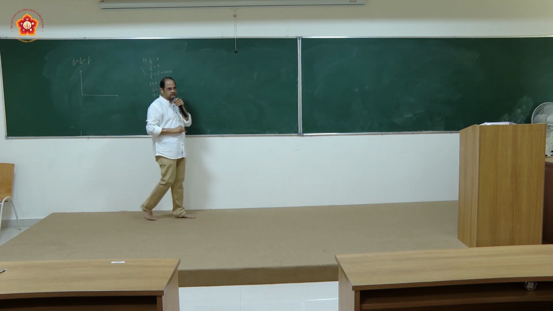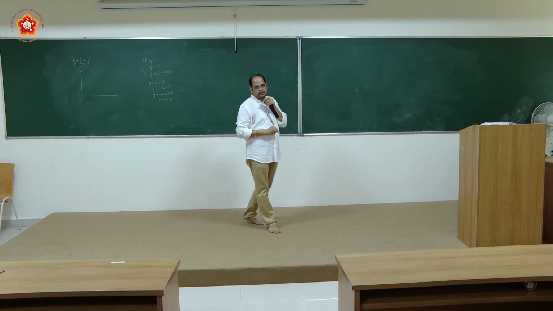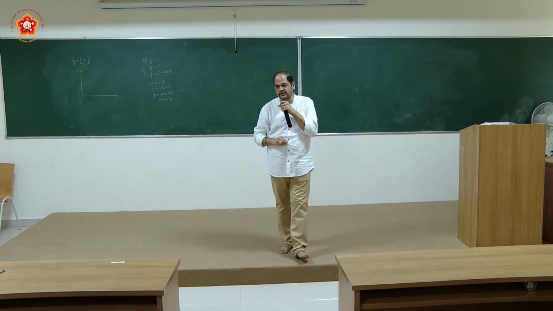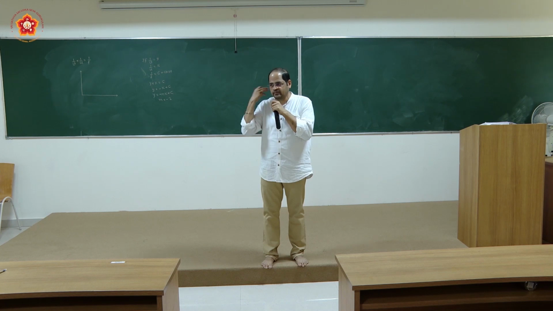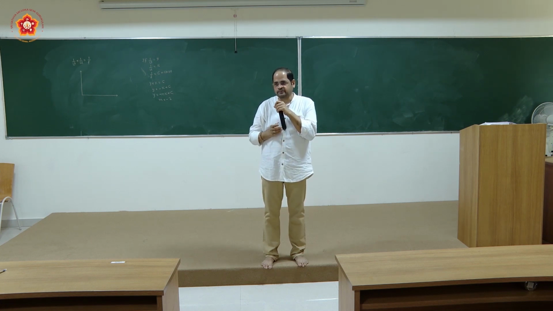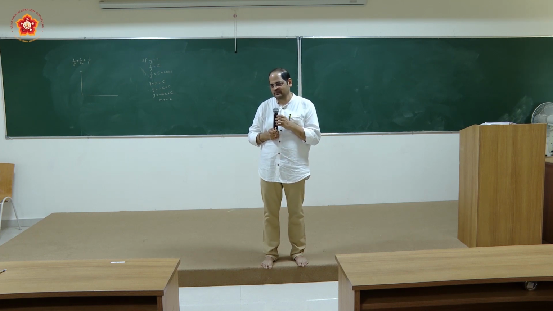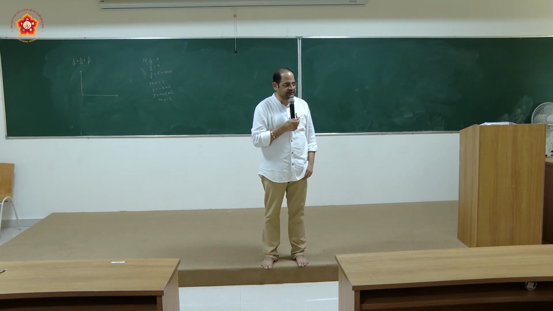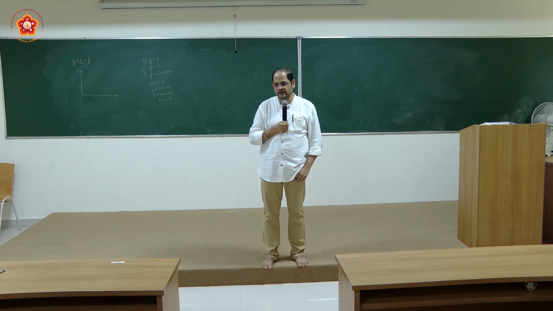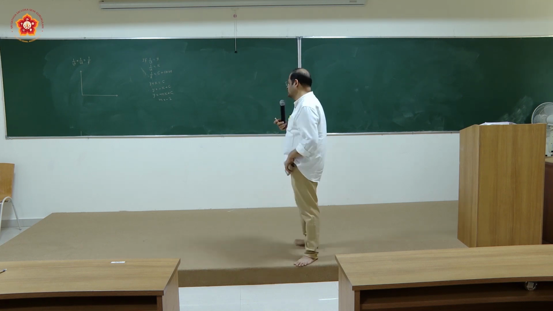So what will be the nature of the graph here? With a negative slope. So how should I draw that graph? Do you know what is the nature of a straight line graph? I'll show you.